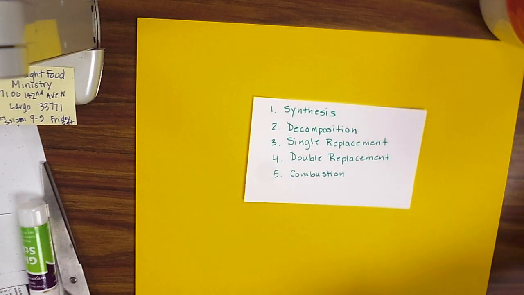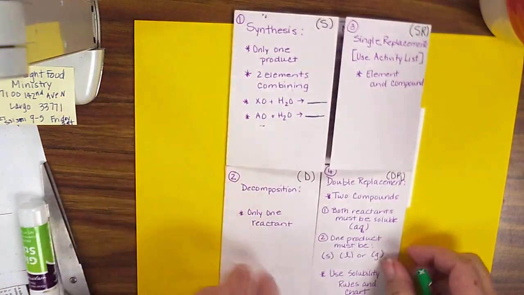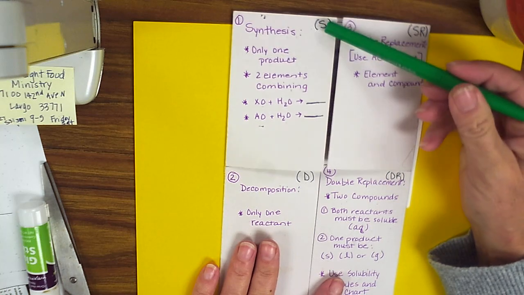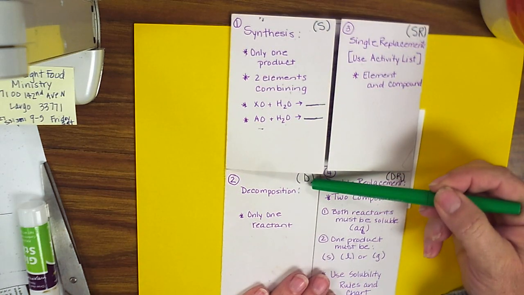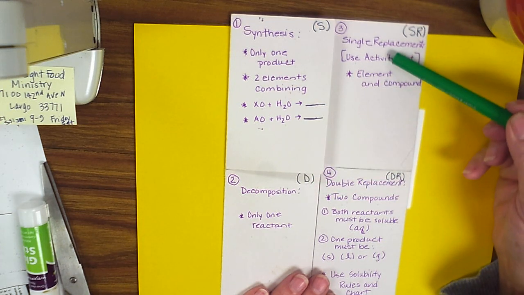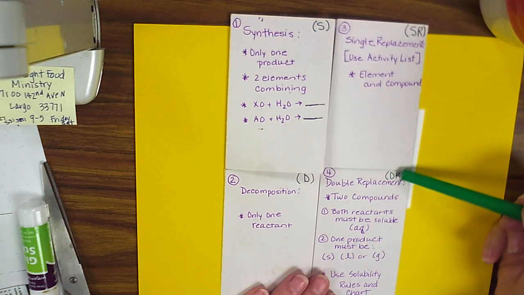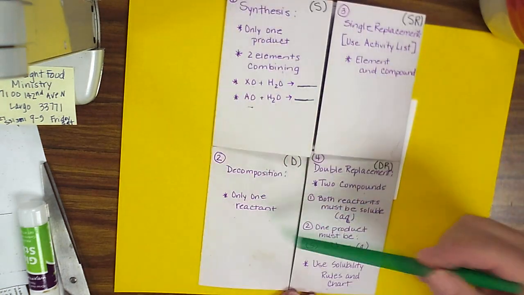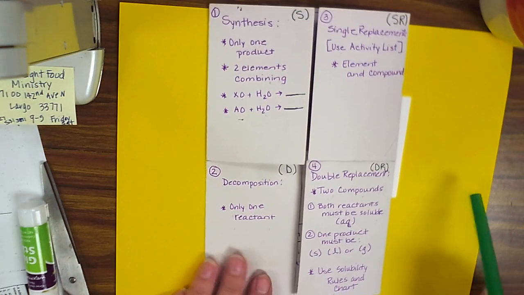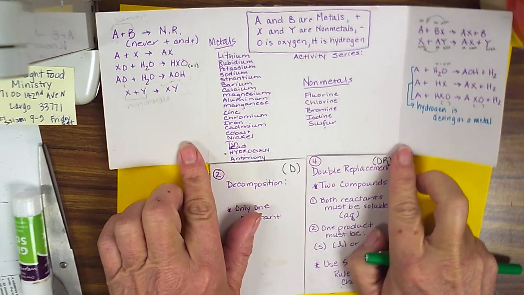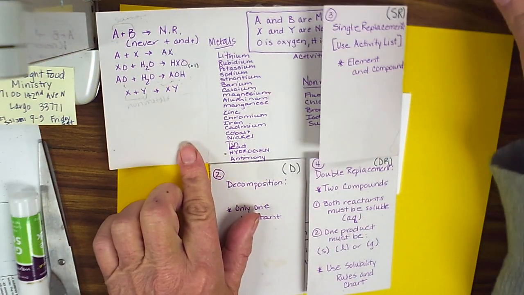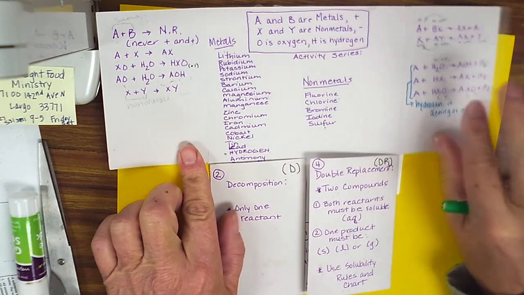So if you look at the foldable, the way the foldable is set up, here's synthesis, it's symbolized by S. Here's decomposition, symbolized by D. Single replacement, SR, and double replacement, DR. Now on the front is how to identify them. We'll go over that. And then inside each flap is how to predict the products, right?